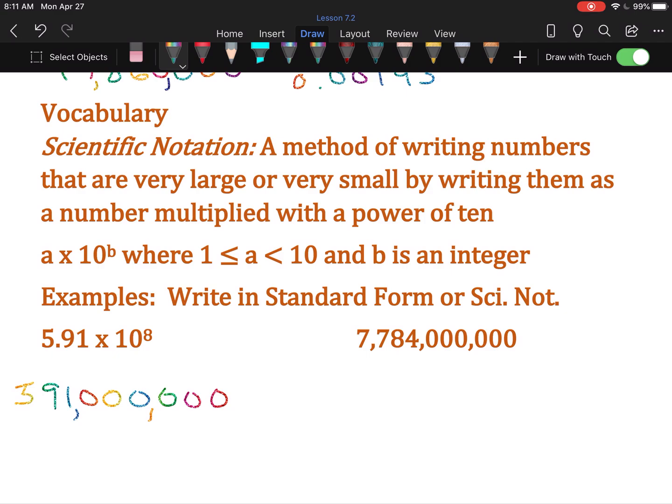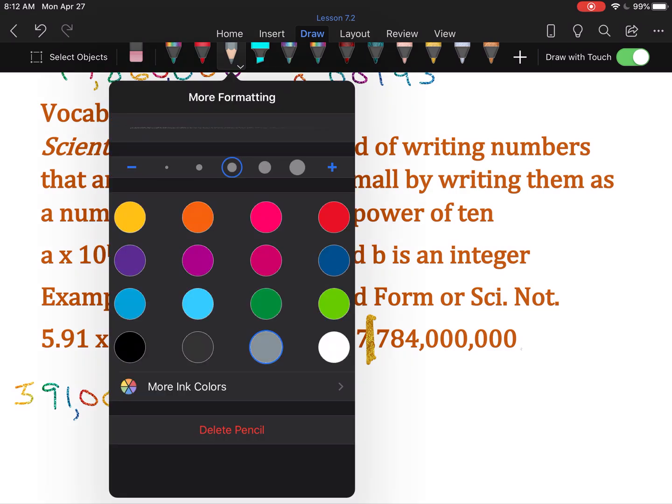Last example, we've got 7,784,000,000. That is in standard form, so we're going to write it in scientific notation. So the key thing to realize here is that I've got to put my decimal point here. It's got to go between the 7s because I'm only allowed to have 1 digit to the left of it. Right now, the decimal point's hanging out on the end. It's invisible. Let me make that a little bit easier to see.